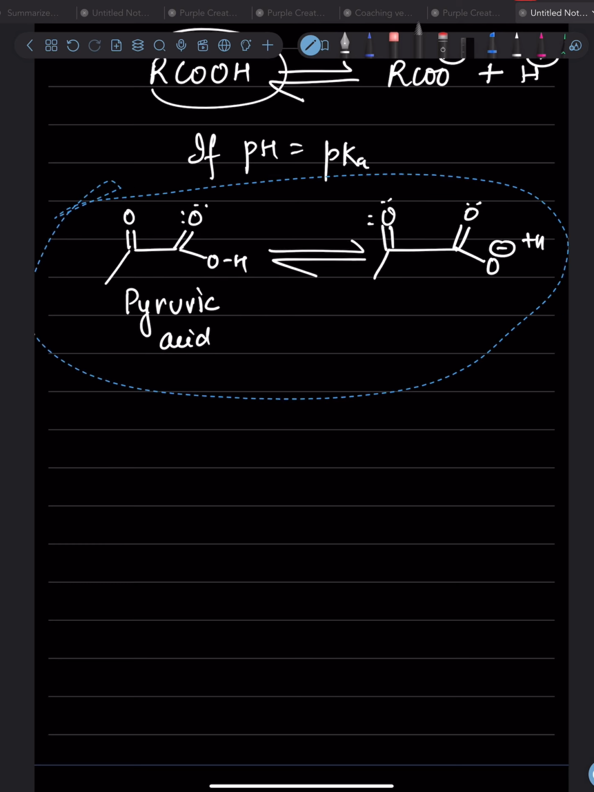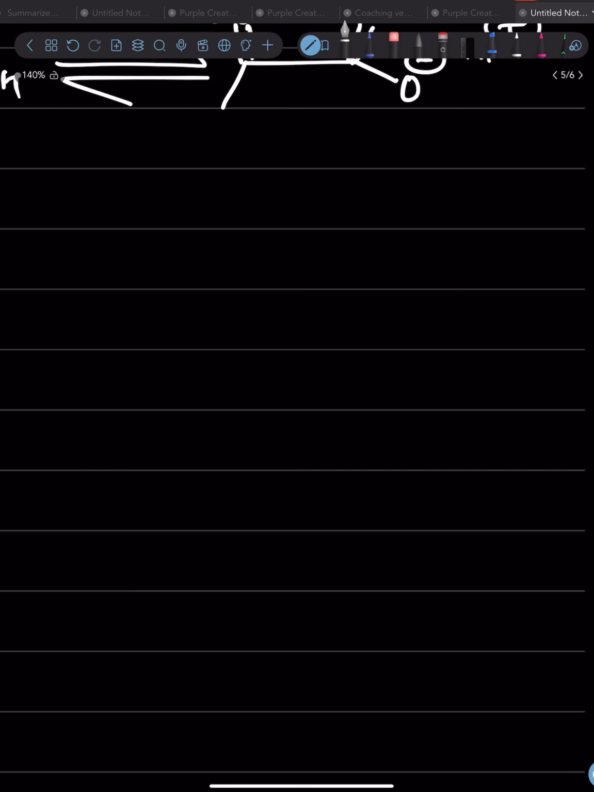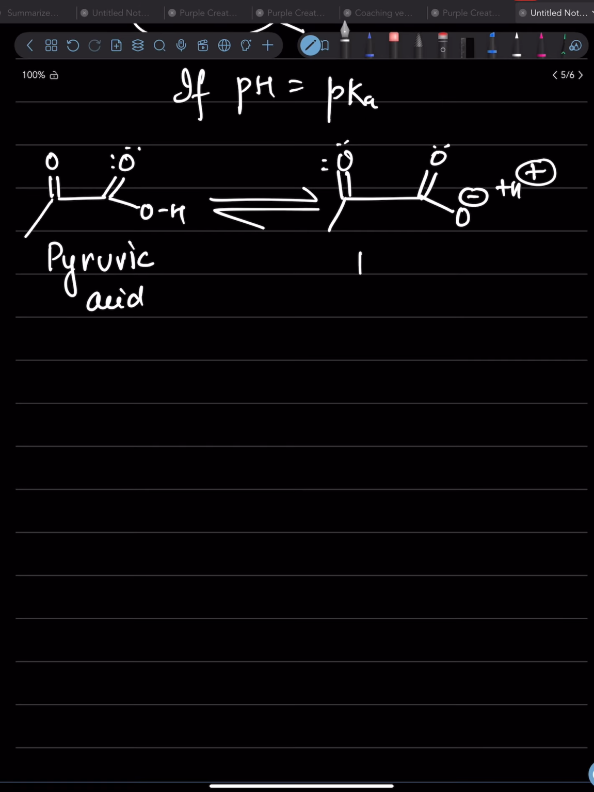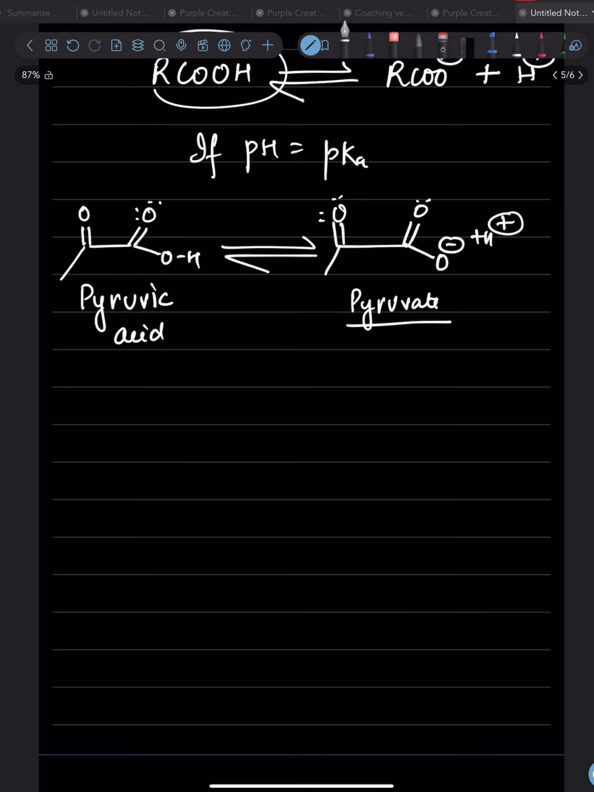Now at a particular pH, whether the pyruvic acid is existing as pyruvic acid or as pyruvate or as both, and if both, then in what ratio, we can predict based on our knowledge of the Henderson Hasselbalch equation. The Henderson Hasselbalch equation says that the ratio of the concentration of conjugate base to the concentration of acid is 10 raised to the power pH minus pKa.